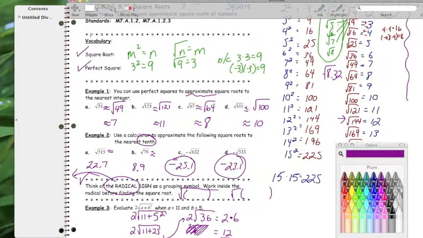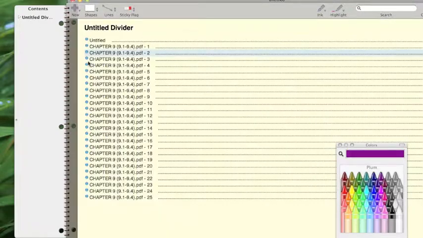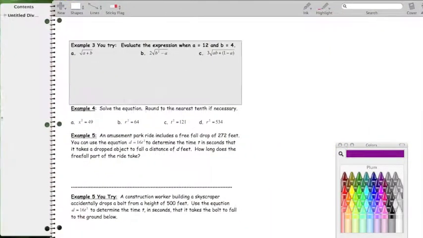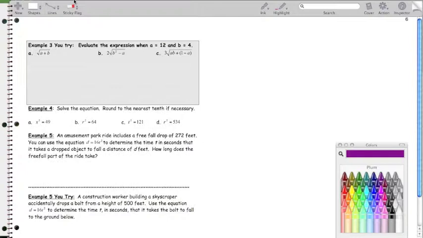Okay, let's go to the next page. We're going to practice a few more of those at the top. And here we have example 3, you try. Evaluate the expression when a is 12 and b is 4. Okay, so in place of a, substitute in 12, in place of b, substitute in 4. 12 plus 4 is 16. Now the square root of 16 is one that I know, it's just 4.